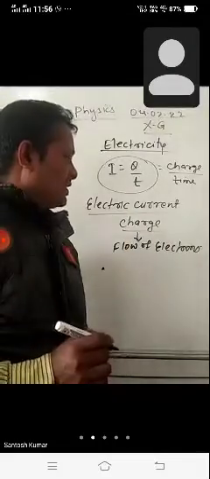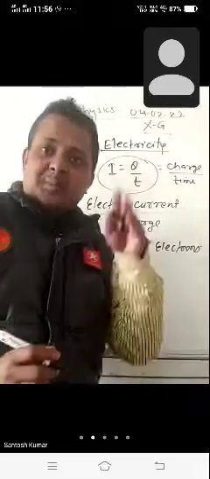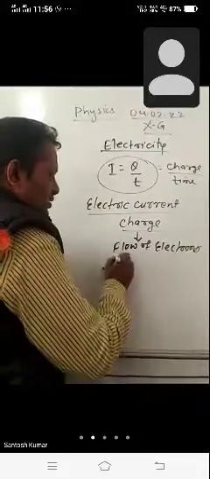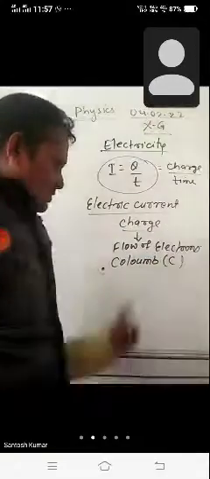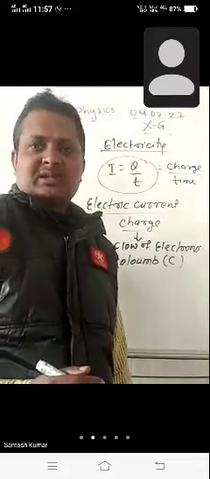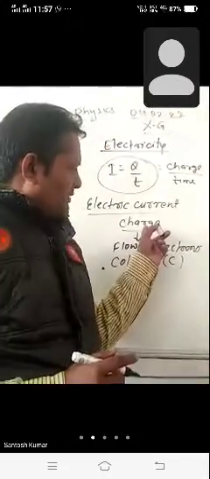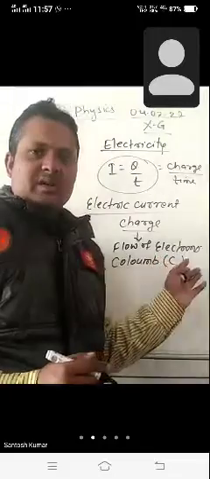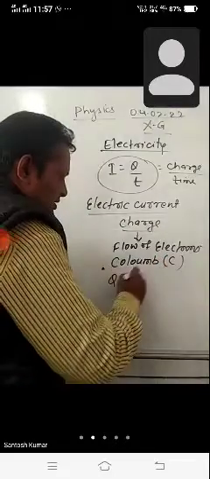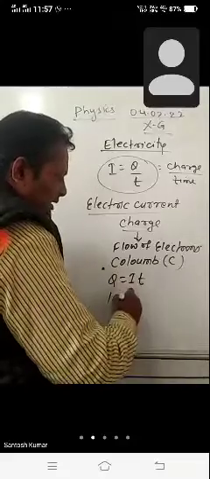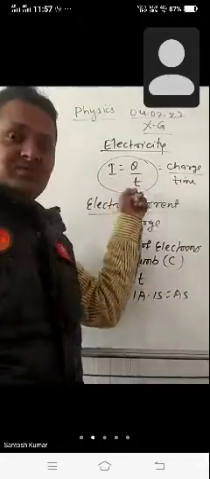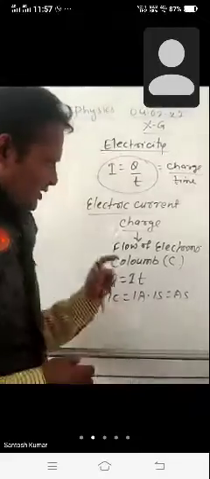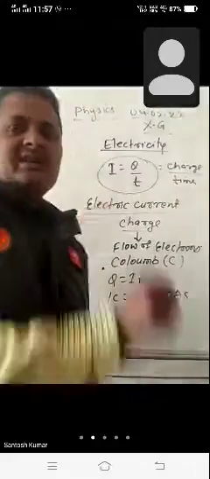So here we will see how this charge can be produced, because you know its unit is the Coulomb, C. Coulomb is named after a scientist, one of the greatest scientists. So we will try to find the value of one Coulomb, how it can be written. One Coulomb will be 1 ampere into 1 second, meaning ampere second.